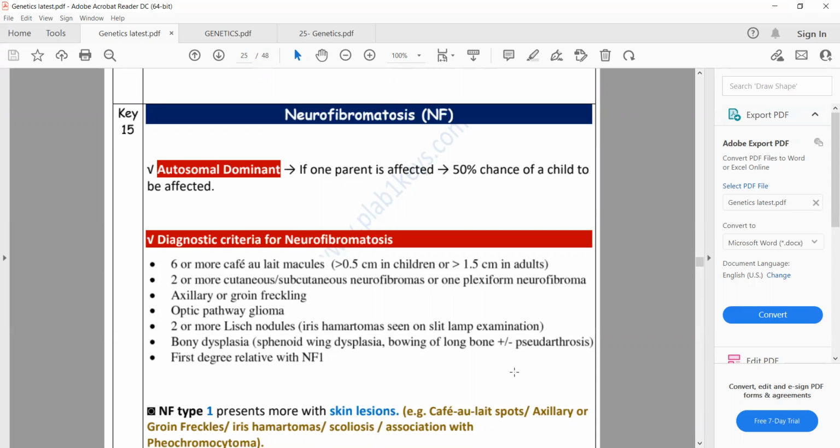6 or more cafe-au-lait macules. 2 or more cutaneous or subcutaneous neurofibromas or plexiform neurofibromas. Axillary or groin freckling. Let me show you a diagram of a cafe-au-lait spot. Just give me a minute.